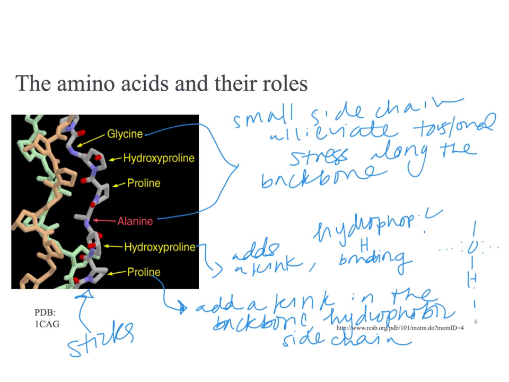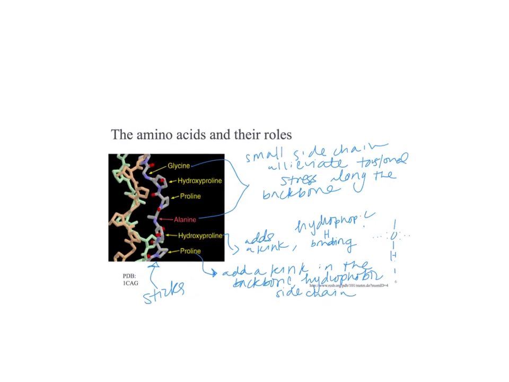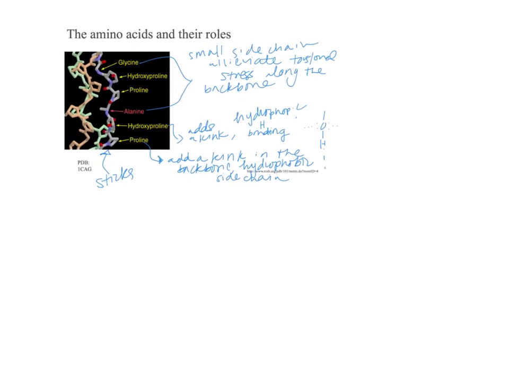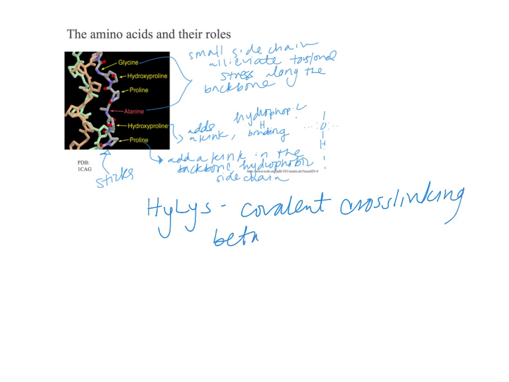Now the one that's not on here that you can't see is the hydroxylysine. So I'm just going to zoom out and put him off to the side because he's a little bit different than all the other ones. So hydroxylysine allows for covalent, so this would be super strong, covalent cross-linking between triple helices. So not within a triple helix, between triple helices.